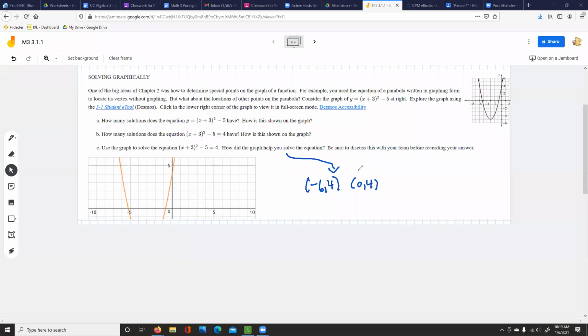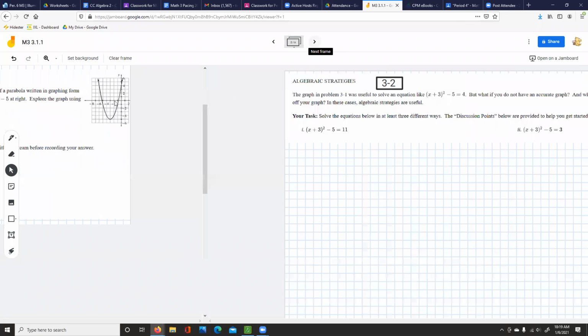Okay, the next part is going to ask us, well, we're not always going to have a graph. So how do we find the solutions if we don't have a graph, right? You're not always going to be on Desmos. You know, Desmos isn't always going to be right there. Okay, so I'm going to clear this. I'm going to go to the next slide, number 2.